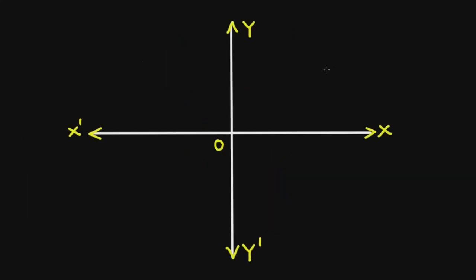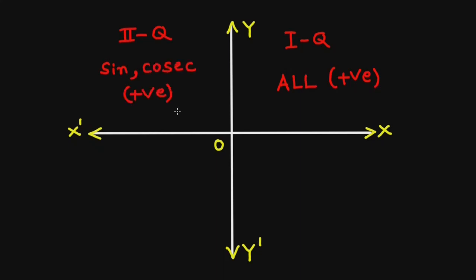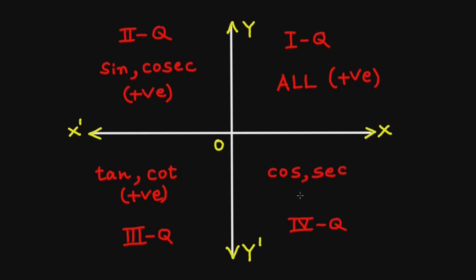Let's revise the sign convention. In the first quadrant, all trigonometric functions are positive. In the second quadrant, sine and cosec are positive. Remaining functions are negative. In the third quadrant, tan and cot functions are positive. Remaining functions are negative. In the fourth quadrant, cos and sec functions are positive and remaining functions are negative. This can also be remembered starting from the first quadrant, all, and moving anticlockwise: S, T, C.